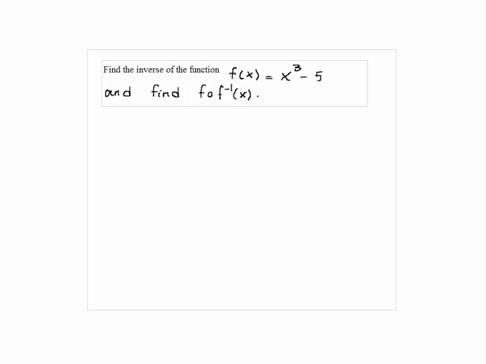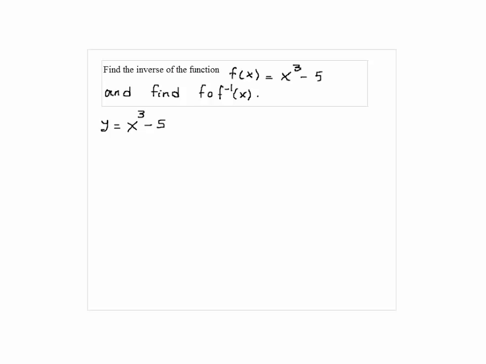is to find the inverse of the function f of x is equal to x to the power of 3 minus 5. Let's start with that one first. So this means we have y is equal to x to the power of 3 minus 5.